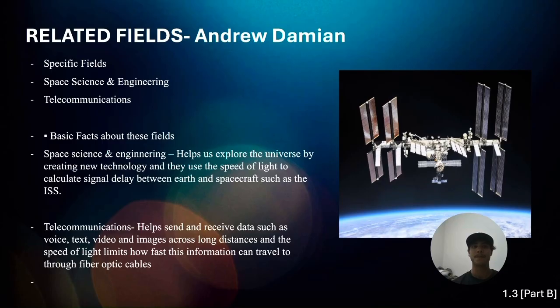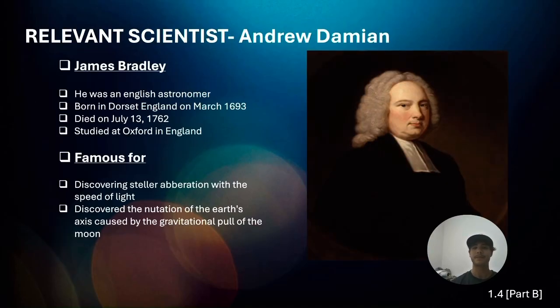Some of the related fields are space science and engineering, and telecommunications. The basic facts about these fields: space science and engineering helps us explore the universe by creating new technology, and they use the speed of light to calculate signal delays between Earth and spacecraft such as the ISS, which is in the photo. Telecommunications helps send and receive data such as voice, text, video, images across long distances, and the speed of light limits how fast this information can travel through fiber optic cables.